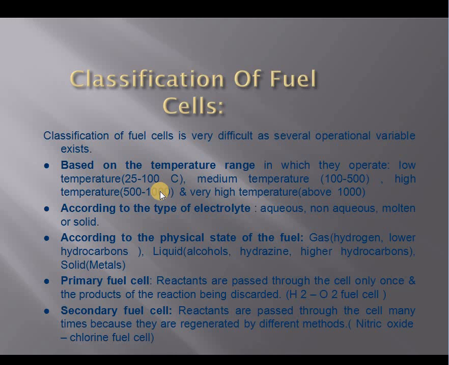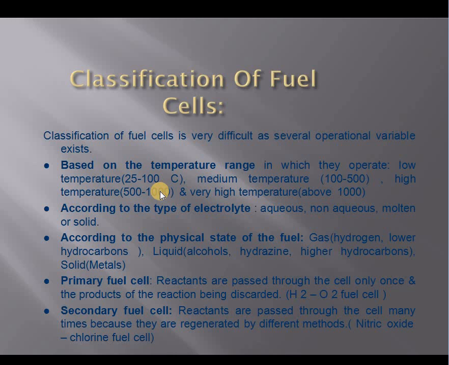So based on the state of the fuel, it can be gaseous or liquid. Gaseous can be hydrogen, lower hydrocarbons, and liquids can be alcohols and higher hydrocarbons. Okay, now the primary fuel cells, they are being classified as primary fuel cells and secondary fuel cells. Primary fuel cells are the ones where the reactants are passed through the cell only once and the product of the reaction is being discarded. That is, they are not being utilized again.